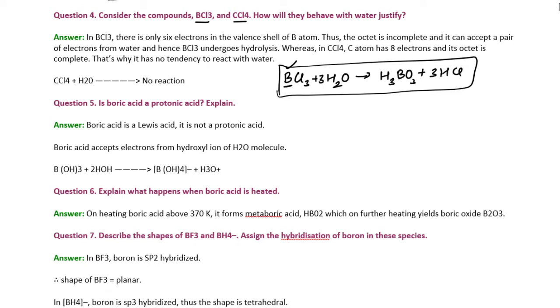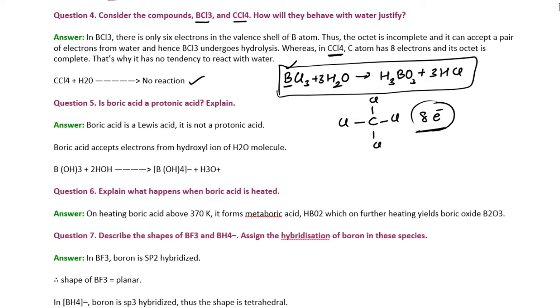But in CCl4, carbon forms 4 bonds, with 4 valence electrons, all 4 shared with chlorine, so it has a complete octet. That's why it has no tendency to accept electrons from water. That's why there is no reaction at all.